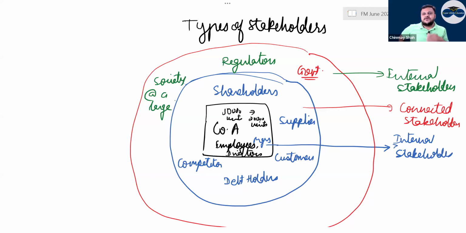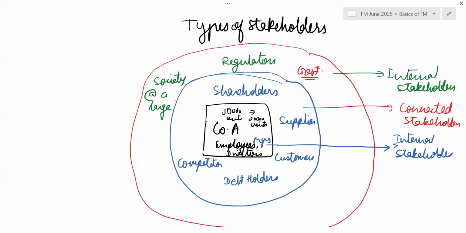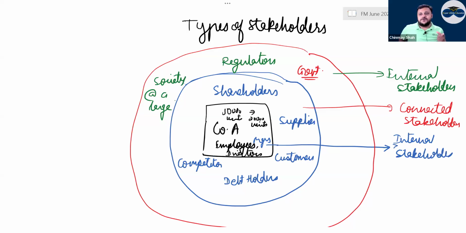See, if there is a loss, then the supplier will also be at a loss, the debt holder will also be at a loss, the competitor will also be at a loss, the shareholder will also be at a loss. But does the government come and ask you why there is such a loss? Tell me. But shareholder, supplier, customer, debt holder, competitor, well, not competitor, but all other four connected stakeholders can come into your premises and ask you why there is a loss or why you have started giving lower orders. Yes. Can the government come and ask you why loss or why profit?